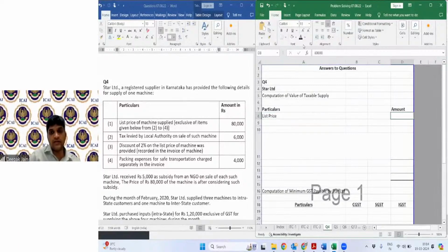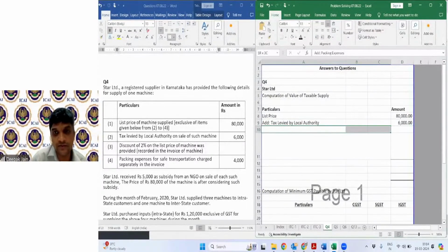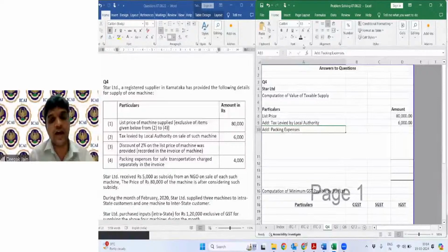What is the list price? The list price is 80,000 rupees. ठीक है, फिर क्या है? Add the taxes which are levied by the local authority. What are the taxes levied by the local authority? 6,000 rupees. So 6,000 rupees add कर दूंगा. Then discount. What is the discount? Okay, first let me add all the additions, then the deletions. Add the packing expense of 4,000 rupees.